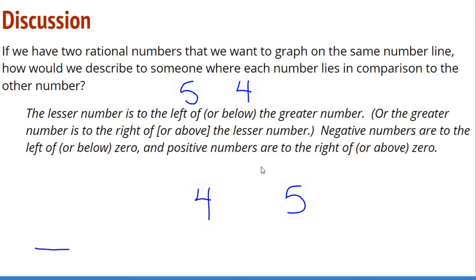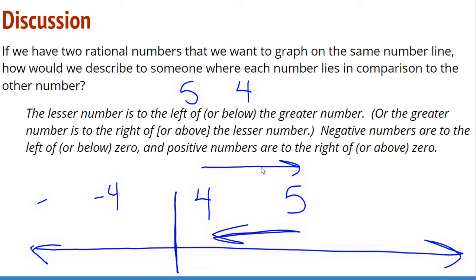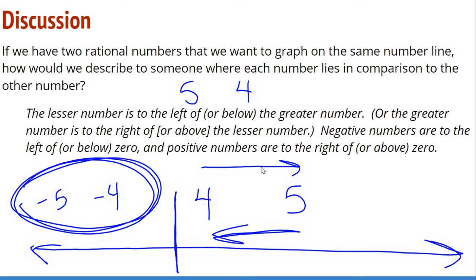So on my number line, I would say that my greater number is going to be to the right of my lesser number. Or I can say that my lesser number is going to be to the left of my greater number. Now that second part there with negative numbers, with negative 4 and negative 5, we would say that both of them are going to be to the left of 0, and we're going to say that the negative 5 is to the left of negative 4 because it's going to be farther from the 0 in the negative direction.